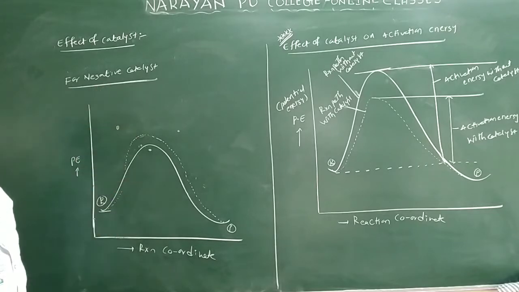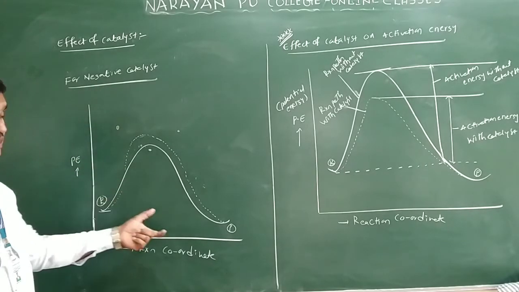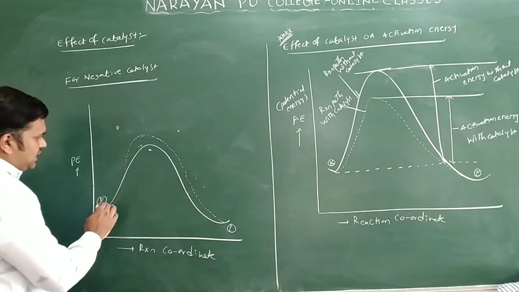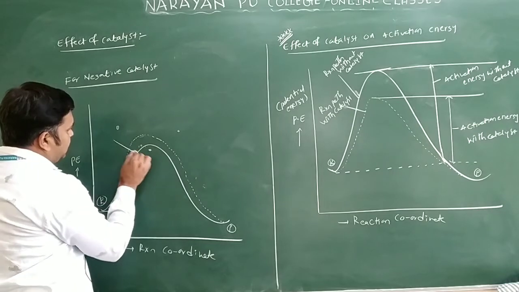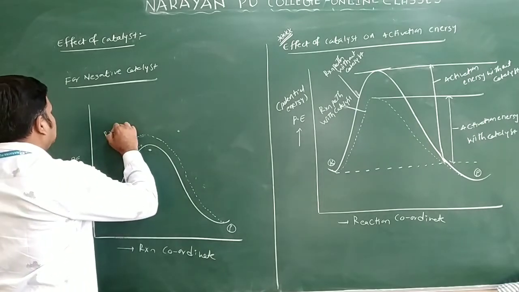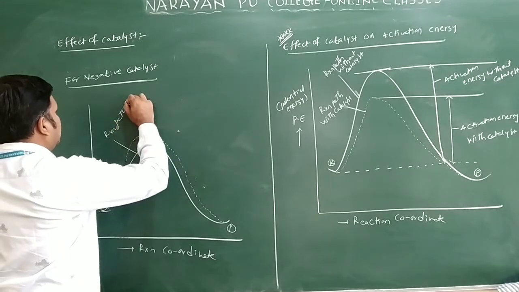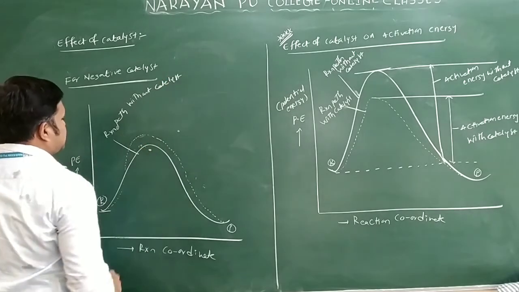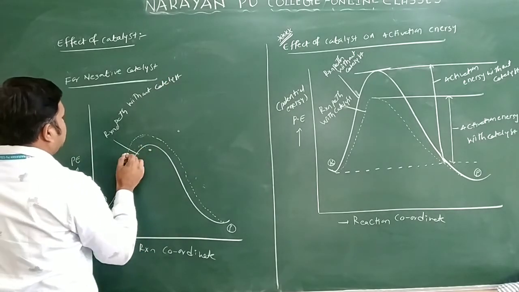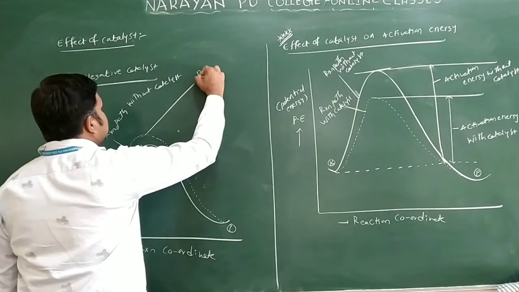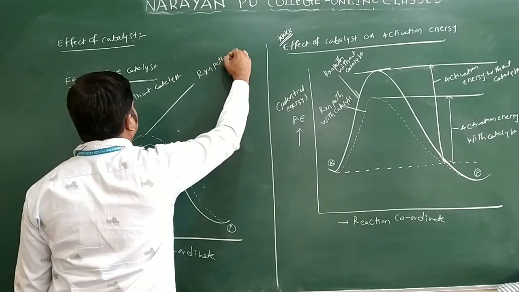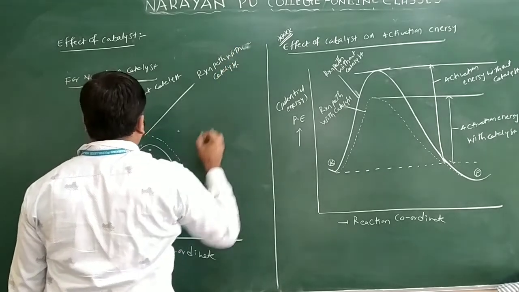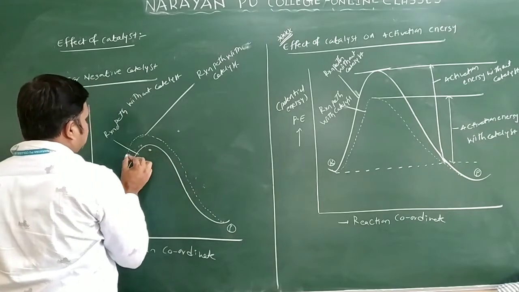If you want to take a negative catalyst, we will draw the reaction profile diagram for potential energy versus reaction coordinate. So this is the reaction path without catalyst. And this I will write here: this is the reaction path with catalyst. Okay, so suppose you can take this as an activation energy complex.